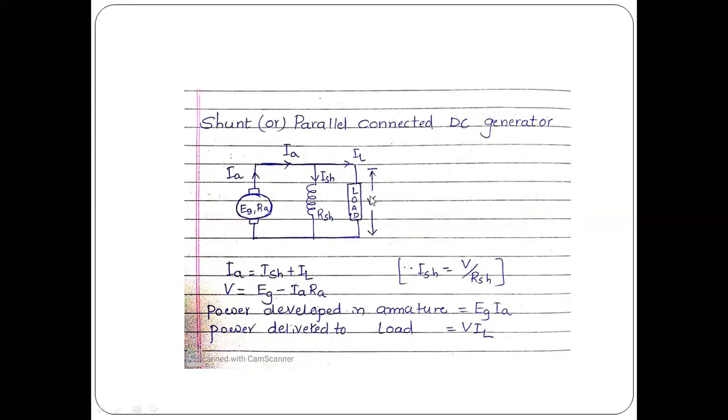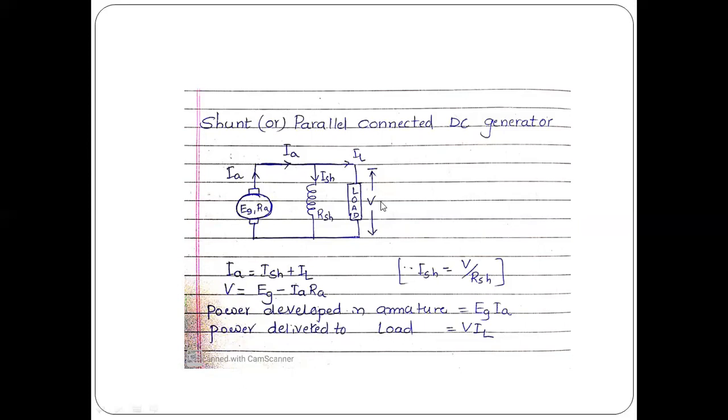One more important thing you observe is that the voltage across these three remains the same. Whatever voltage is present across the load, the same voltage is present across the shunt connected field also. Both are connected in parallel. That's why ISH is equal to V by RSH, because the voltage across the load and this parallel field remains the same.